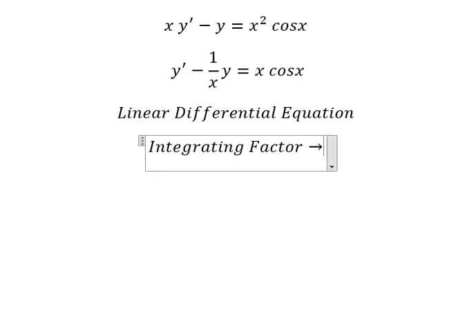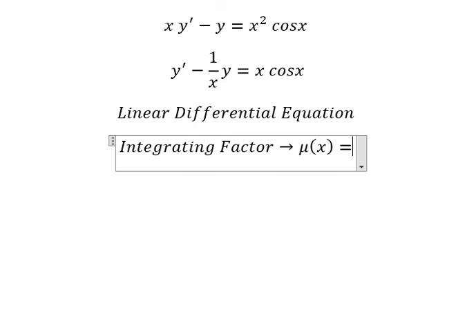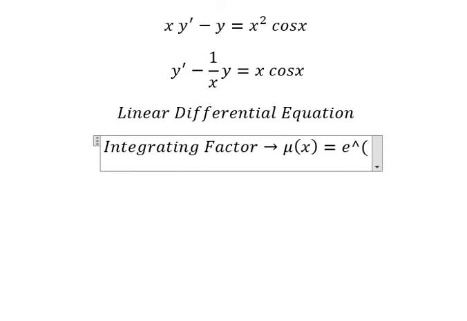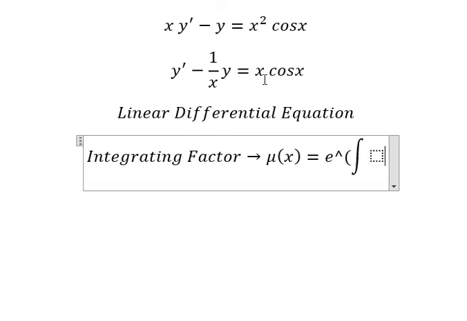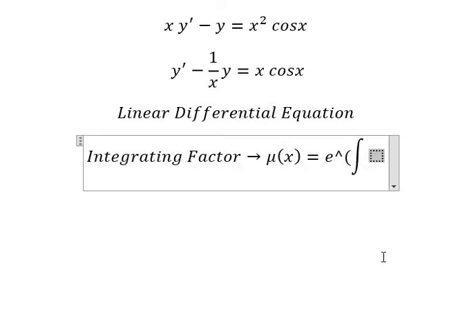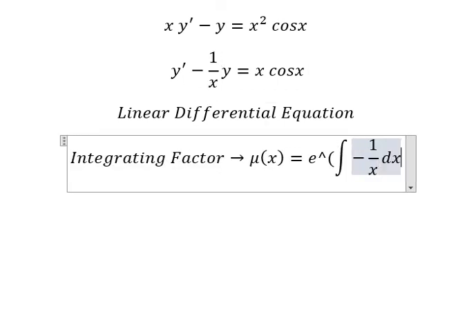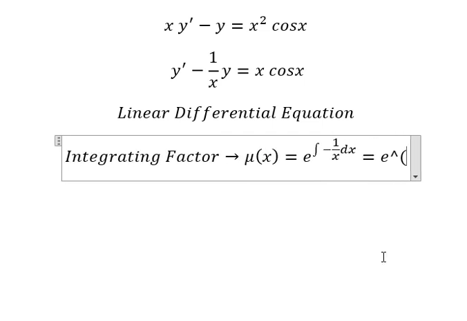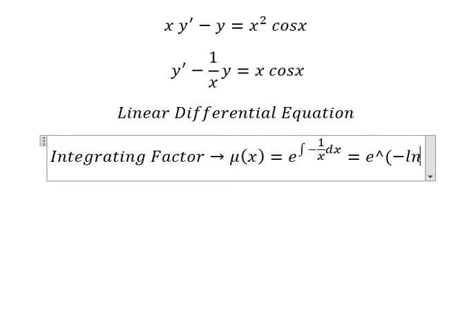So we need to find mu of x equals e to the power of the integration. We see that negative 1 over x is next to y. This is for the integrating factor. And then I will put this one going here. And we have negative ln x.